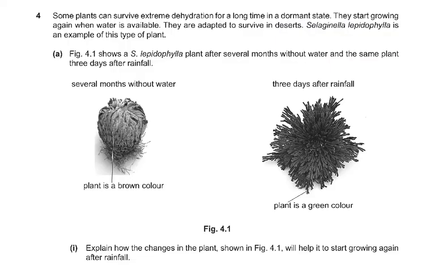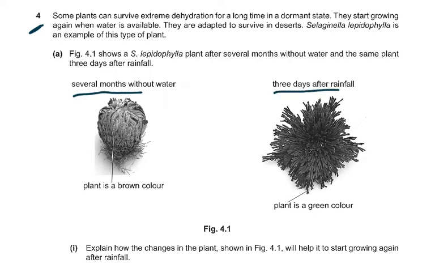Question number 4. Some plants can survive extreme dehydration for a long time in a dormant state. They start growing again when water is available. They are adapted to survive in deserts. Selaginella lepidophylla is an example of this type of plant. Figure 4.1 shows a S. lepidophylla plant after several months without water and the same plant 3 days after rainfall. Several months without water, 3 days after rainfall, you can see the difference.